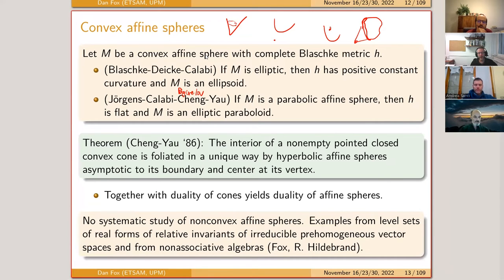A side comment is that the non-convex case is interesting, and there is no analogous theorem in that context. I've written some things about providing examples of affine spheres in this context, and Roland Hildebrand is another person who's written quite a bit about that, and there are other people. But there's actually a lot of work that could be done in this direction. It would be interesting to know more about. More is known than what I'm saying on this slide, but nothing of this scope is known in general.